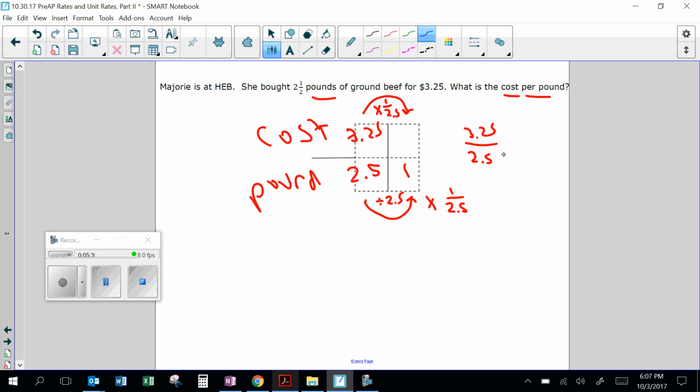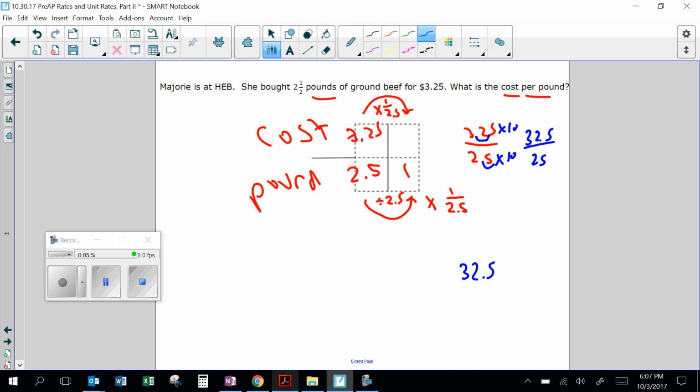I don't know about you, but I don't like working with decimals. So what power of 10 can I multiply by? How can I turn this into a whole number? You multiply by a power of 10, 10 or 100. It's up to you. If I multiply by 10, just move the decimal 1 over. That's 25. This moves it 1 over. That's 32.5. So let's divide this.